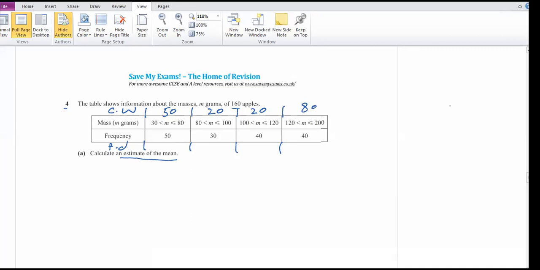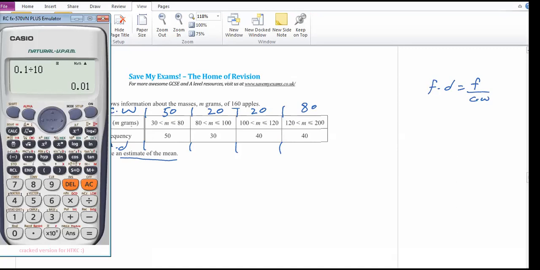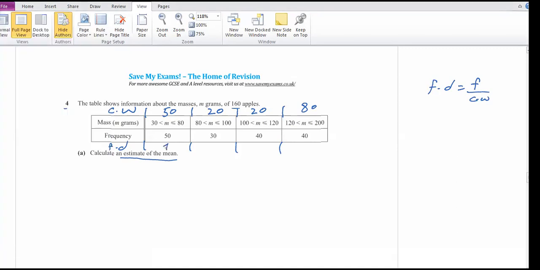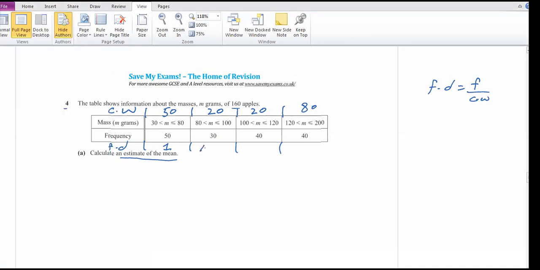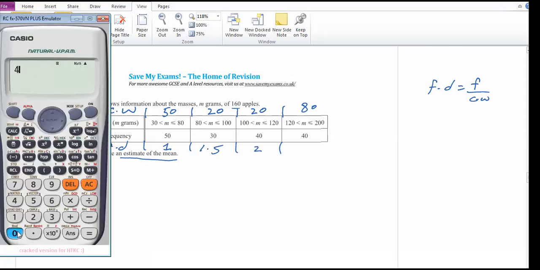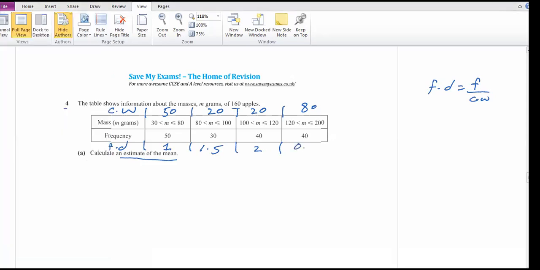Now frequency density, remember the formula of frequency density is frequency over class width. Now let's take that one. 50 over 50 is 1. 30 over 20, 30 divided by 20, it is 1.5. 40 divided by 20, of course, 2. 40 divided by 80, it will be 0.5. So yes, 0.5. Now let's make this histogram.